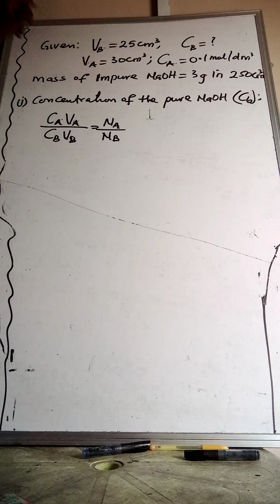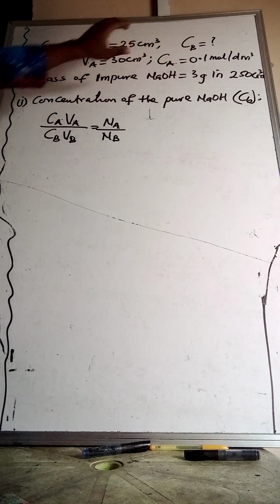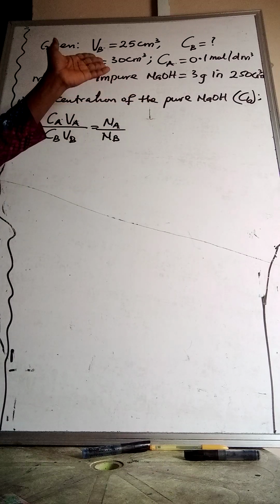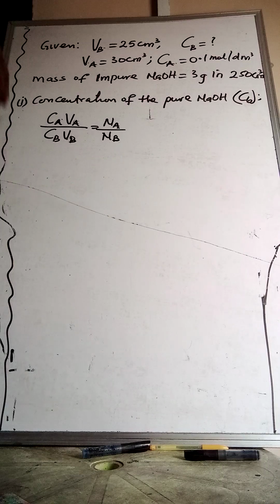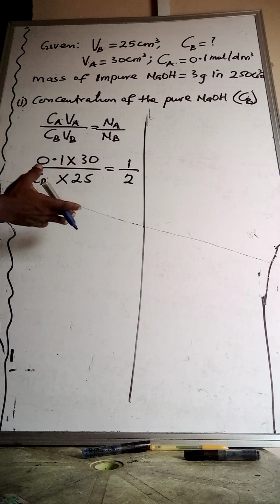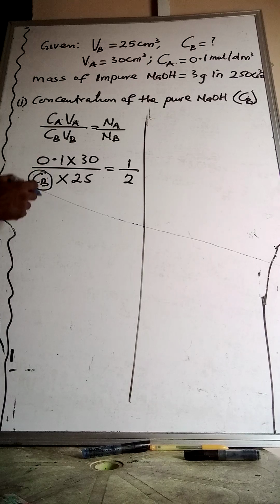Now, since we have these 4 pieces of information, we can start by using them to find the concentration of the pure sodium hydroxide. Do not forget, in the note I gave at the beginning of this class, it has been written there that it's only the pure part of the impure given solution that will take part in the reaction. Therefore, I'm going to substitute, and the substitution will go this way.